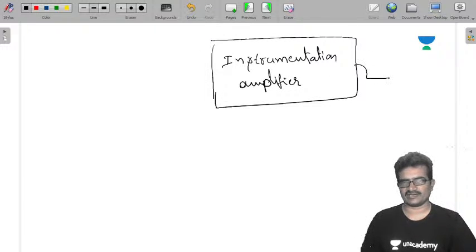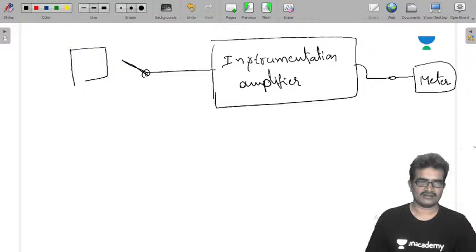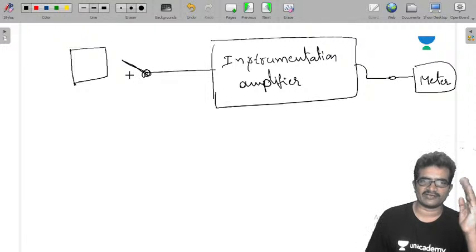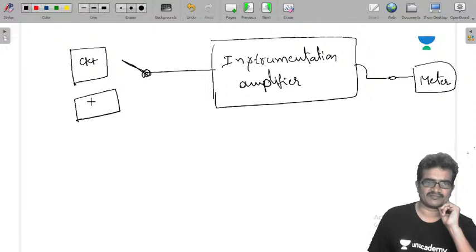So after the instrumentation amplifier, you are applying that signal to some meter to get the deflection, to get the reading. Now this is going to be applied to a switch here, and it is used to get the small change in a particular parameter. Now let us take this same circuit, both are the same circuits but with different conditions. This is the ideal condition.